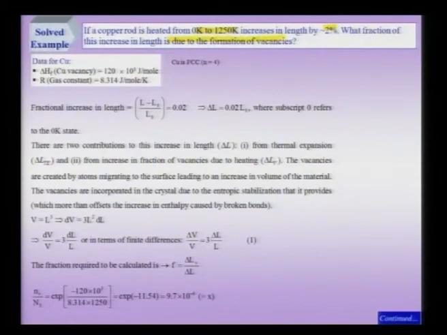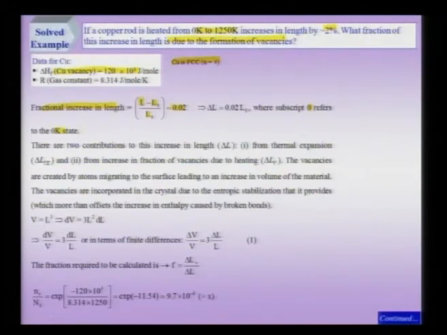vacancies. So, the delta Hf of formation of a vacancy for copper is as before 120 kilojoule per mole, and we know that copper is an FCC crystal structure with 4 atoms in a unit cell. The fractional increase in length, which is the 2% I am talking about, can be written as 0.02, coming from the original length L0 to the final length when I heat it to 1250 Kelvin, divided by L0. That means delta L by L0 is 0.02 or delta L is 0.02 L0, where subscript 0 as usual refers to the original state, which is the 0 Kelvin state.